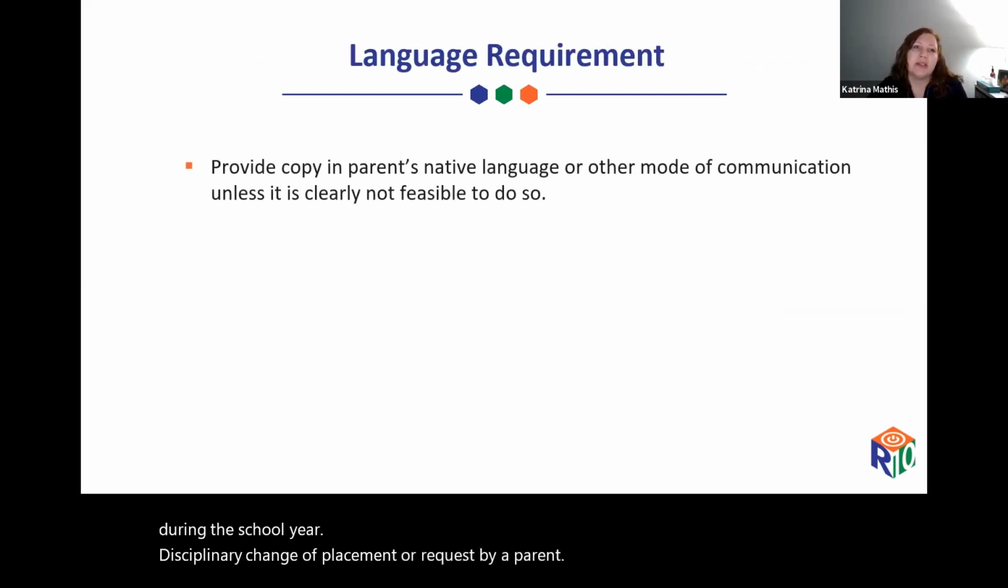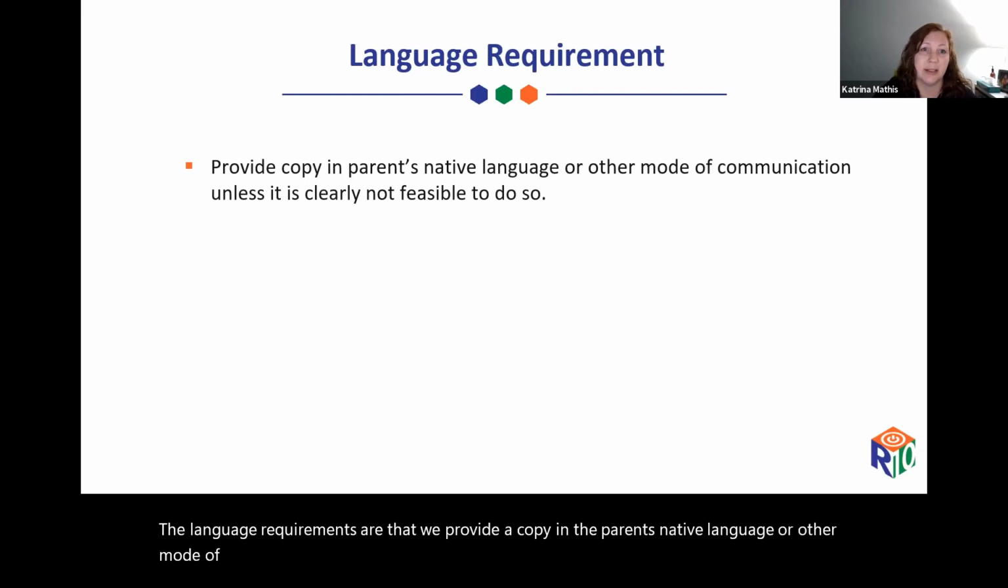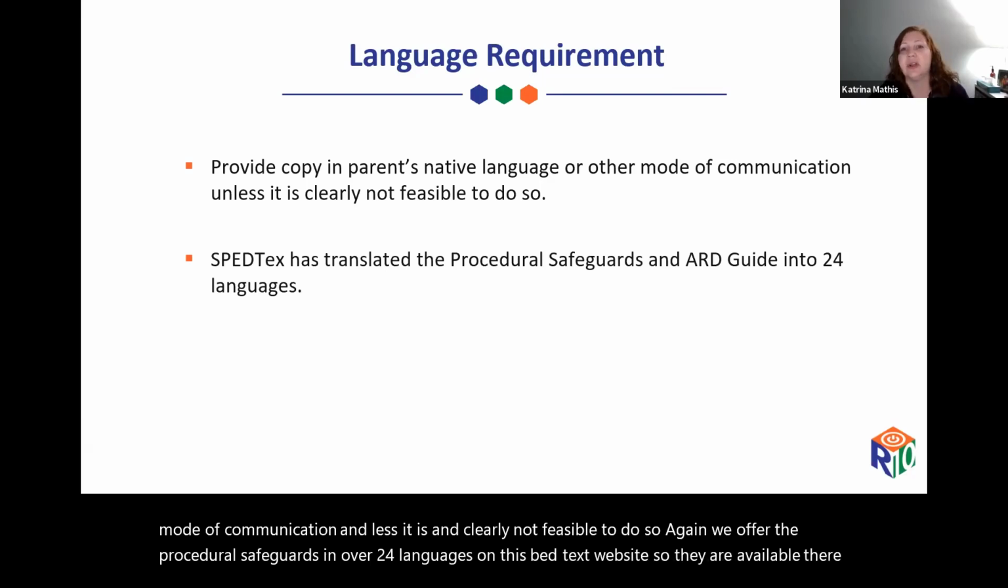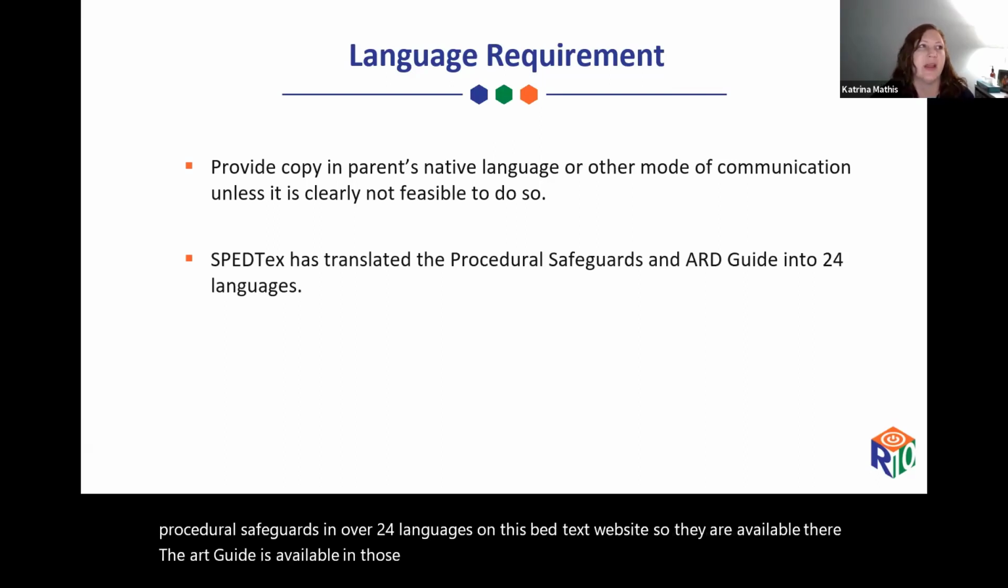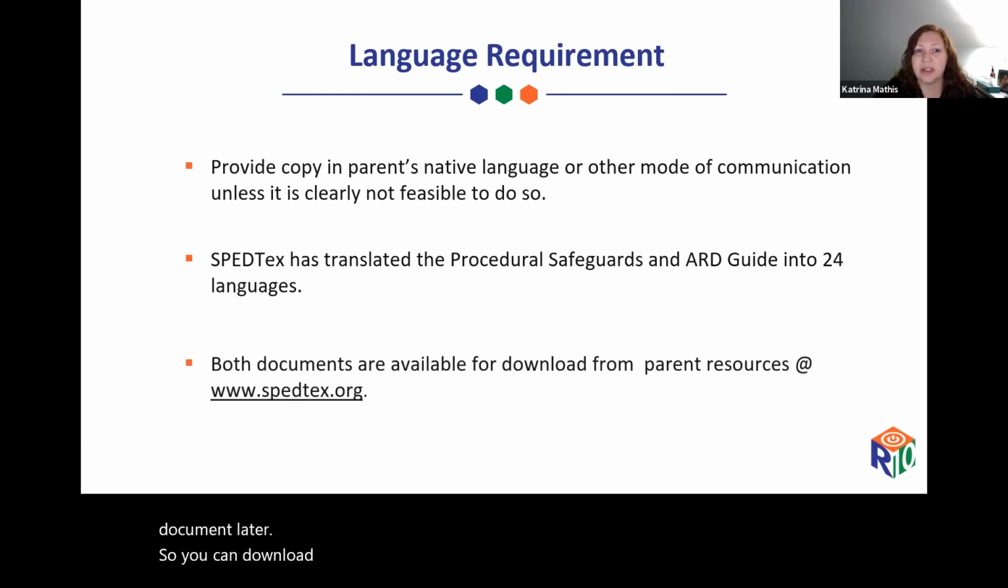The language requirements are that we provide a copy in the parent's native language or other mode of communication, unless it is clearly not feasible to do so. Again, we offer the procedural safeguards in over 24 languages on the SpedText website, so they are available there. Our guide is available in those languages as well, and we'll talk a little bit about that document later. So you can download them at the Parent Resources section of our website at spedtext.org.